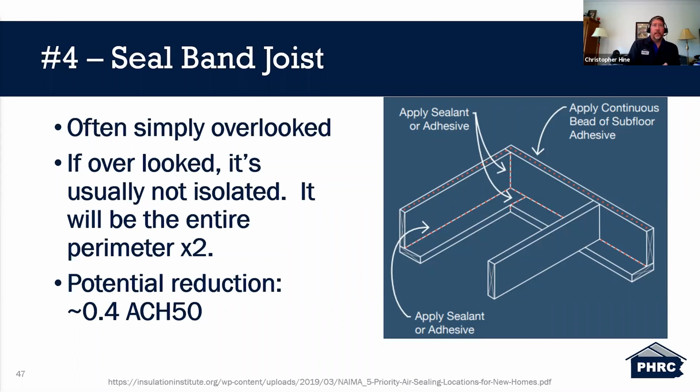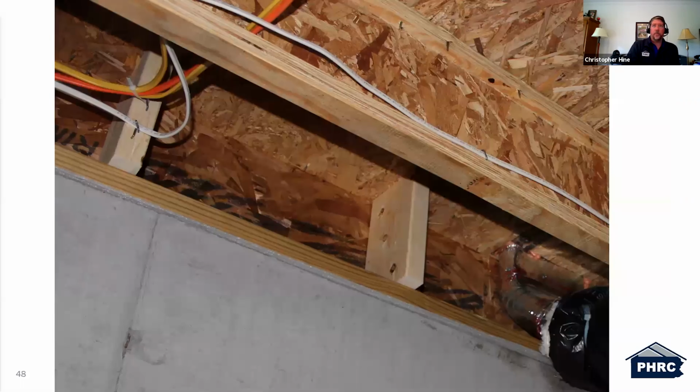The fourth one here is sealing the band joist, which is, again, often overlooked. And it's twice the amount, right? Because you have a top and you have a bottom to this rim board, which has a potential reduction, if sealed correctly, of 0.4. This is what we don't want to see. This is unsealed.